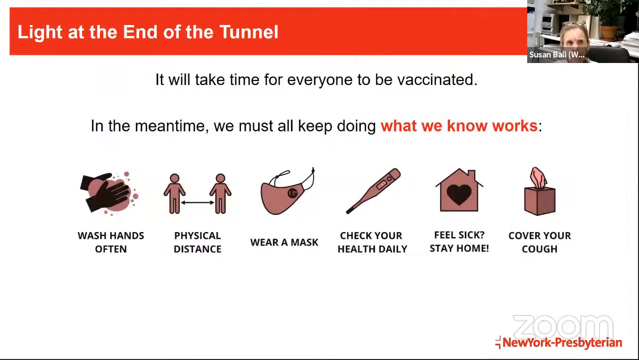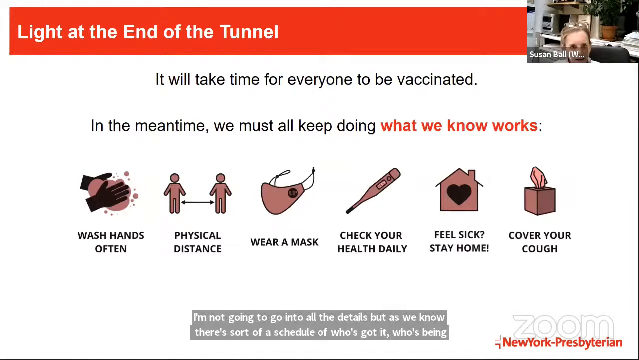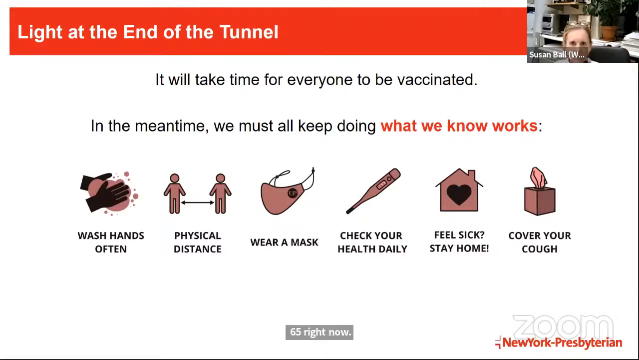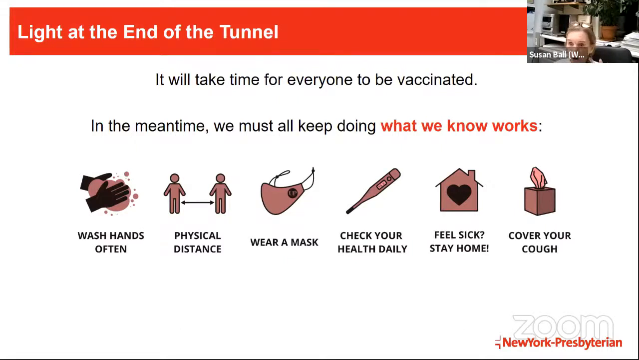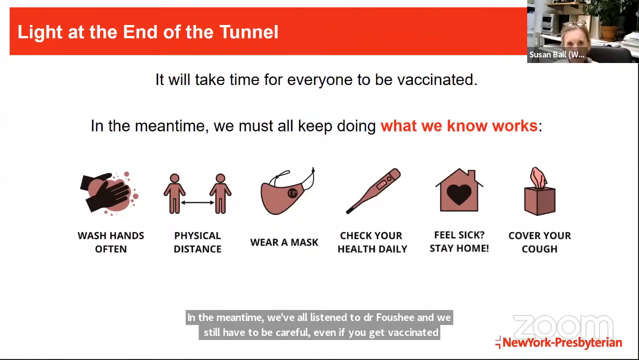In the meantime, we've all listened to Dr. Fauci, and we still have to be careful. Even if you get vaccinated, continue to wash your hands, continue to wear a mask, socially distance from people. The thing I remember is the 3 C's: close contact, prolonged contact with people, and crowds. If you can stay away from those 3 C's, those are really great ways to protect yourself. And that all has to do with the whole social distancing.